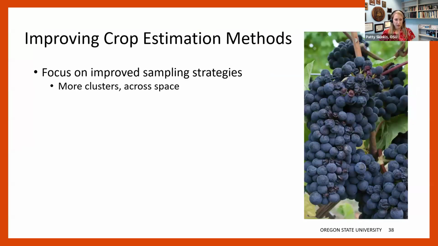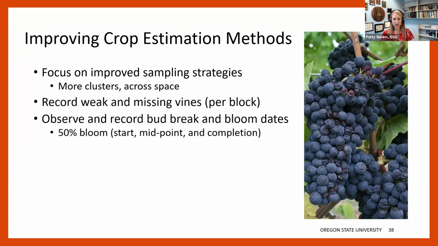So what can we do to improve crop estimation methods? Well, there's some things that my lab can't help you with in terms of coming up with a greater or improved way to collect more clusters across more space, although researchers are working on that from a precision ag standpoint. But if at all possible, try to do a better job of collecting data in the field, record those weak or missing vines, and then make sure that you're collecting your clusters on whole vines, if at all possible, and representing variability across the space that you're in for that vineyard block.